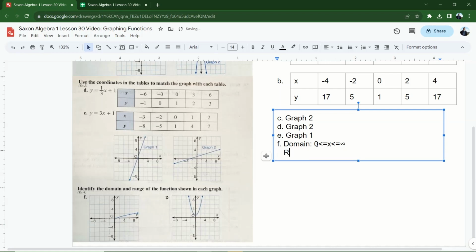All right, what about the range? The range is the possible y values this can take on. Well, it appears, if I'm counting up by 2's, that this graph starts at -1. So I'm going to say -1 is less than or equal to y is less than or equal to... and this one, notice that it keeps going up and up and up.